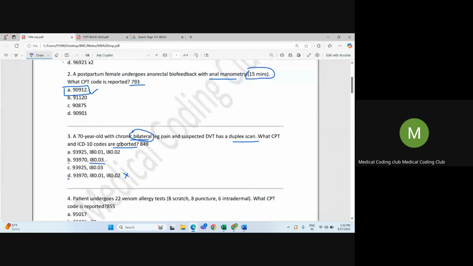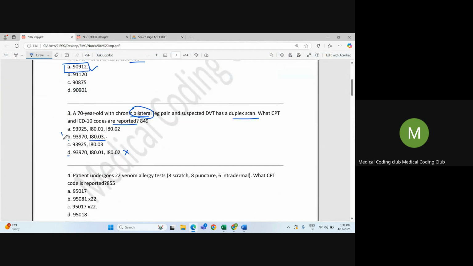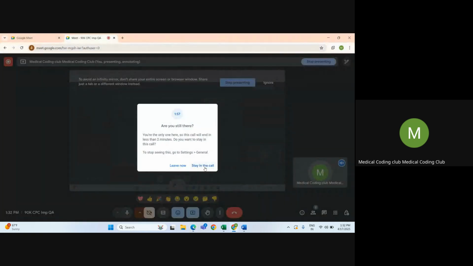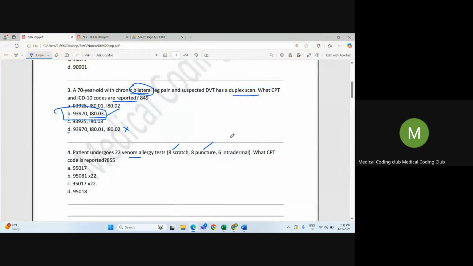Okay, so the correct answer for the third question is option B, 93970 with I80.03. Okay, and next, a patient undergoes a venom allergy test. So there are 8 scratch, 8 puncture, and 6 intradermal. Okay, and what CPT code is reported?